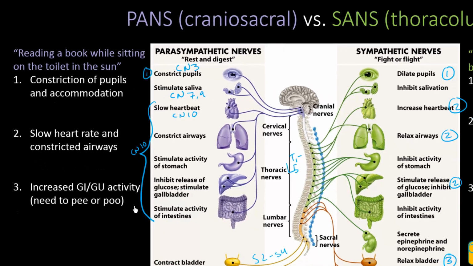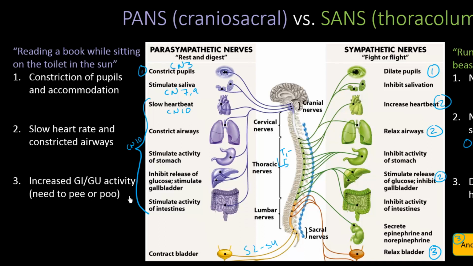So the point I'm trying to make here is that it would be nice to have increased GI and GU activity. And the places we see that is that we increase activity on the stomach. Remember that the vagal nerve is kind of causing an increase in stomach acid secretion. It also leads to increased GI motility and thus can lead to diarrhea if we overactivate it.